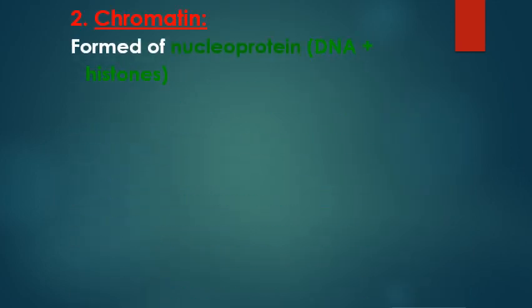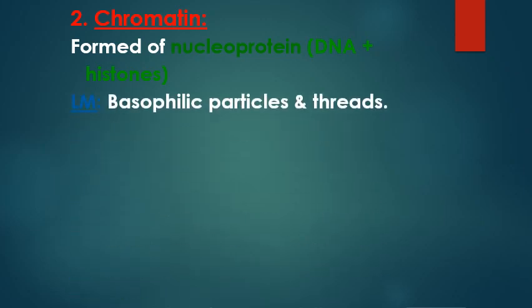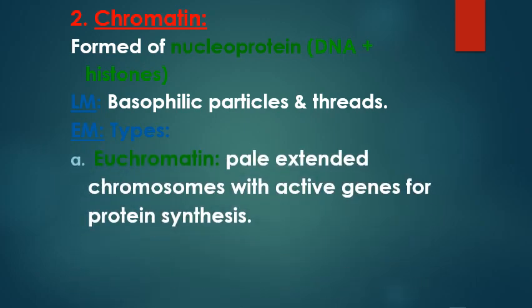Chromatin is formed of DNA and histone protein. It appears as basophilic particles or threads. The chromatin is either euchromatin or heterochromatin. The chromatin carries genetic information that tells how a certain protein is formed. If I want to synthesize this protein, I am going to copy a message from the DNA onto the messenger RNA. So I should extend this chromosome so it will appear pale, and this is called euchromatin, as it contains active genes for having a copy on the messenger RNA to start the protein synthesis.